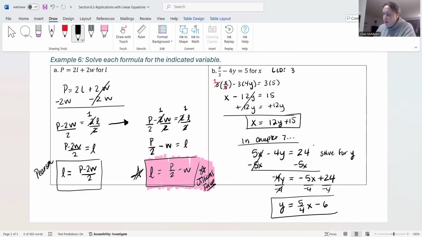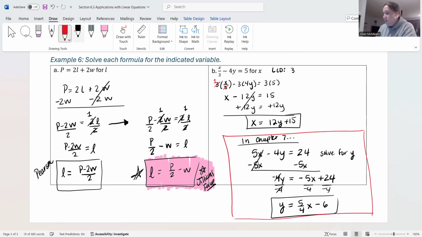So you're going to see a lot of this when we get to chapter 7, okay? Especially, I think it's 7.2 maybe. So just prepare yourself. That is coming in the next chapter. All right, so that's it for section 6.3. Next up, we have 6.4, which is linear inequalities in one variable.